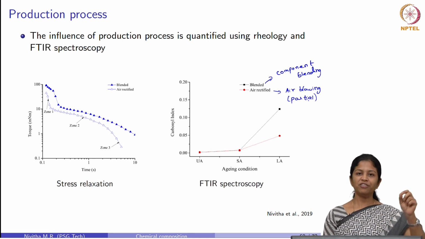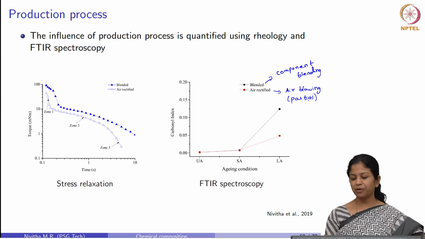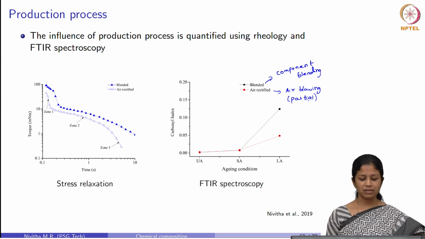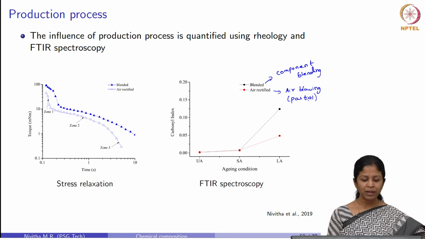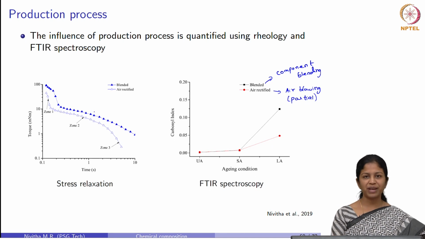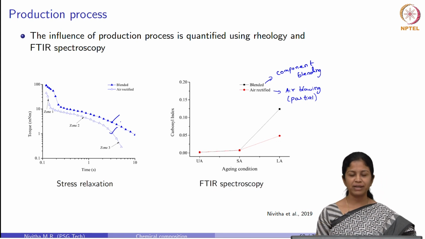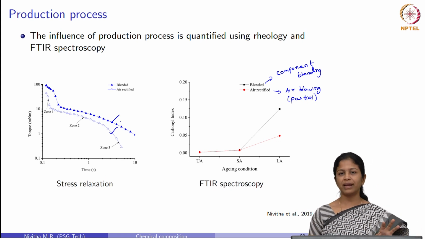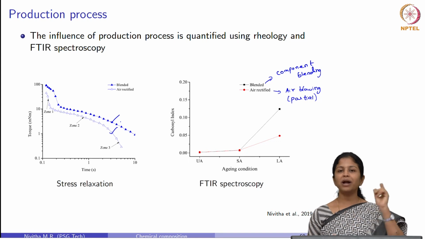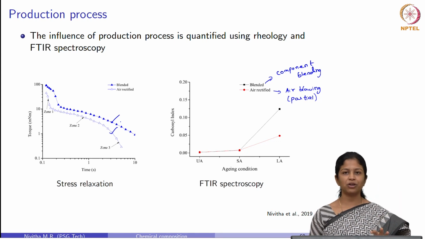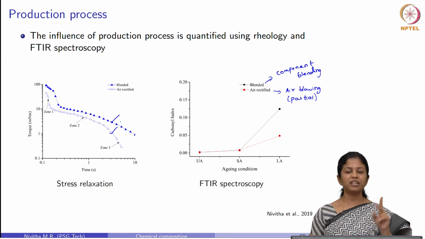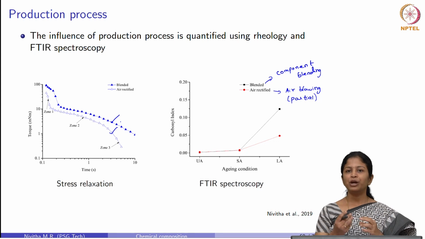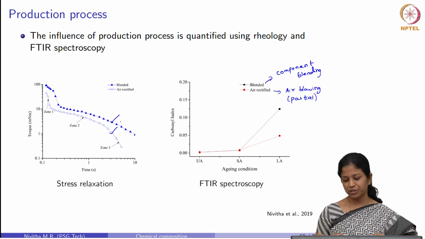So bitumen of a particular grade was obtained from each of these two different processes. When we look at the stress relaxation behavior of these two types of material, we can see that the stress relaxation behavior is completely different for a blended material compared to an air rectified material. Though they fall under the same grade, they behave differently. This is what I mentioned when I initially started this lecture on chemical composition of bitumen. To understand why two bitumen of the same grade behave in different manner, we need information on the chemical composition.